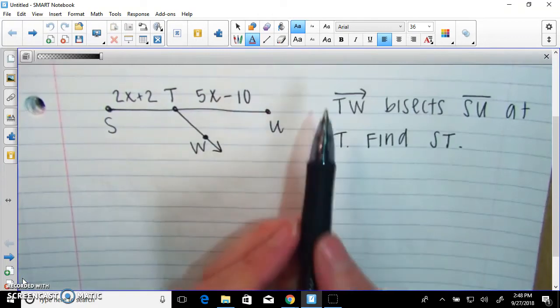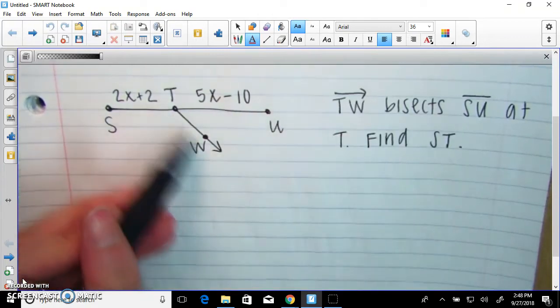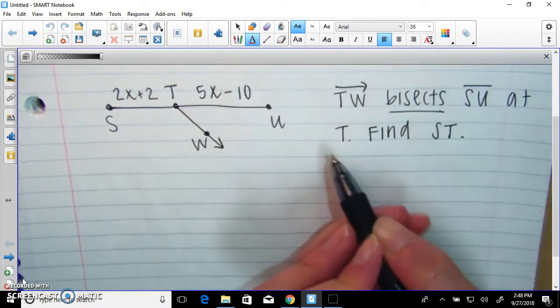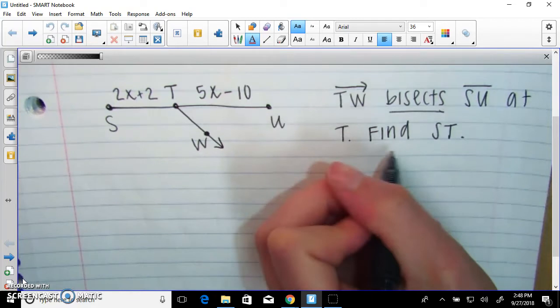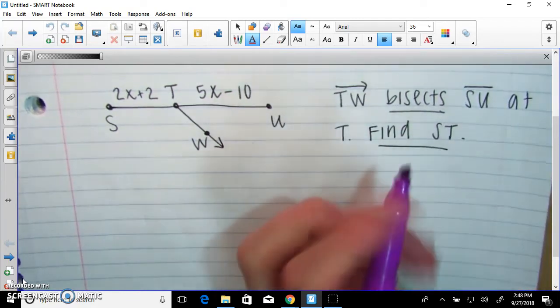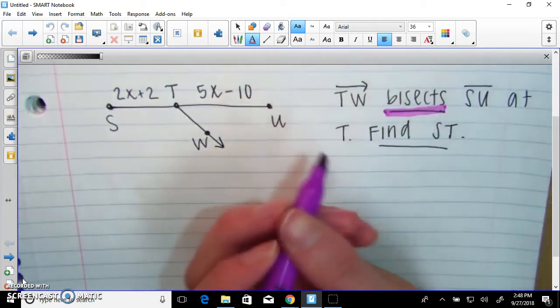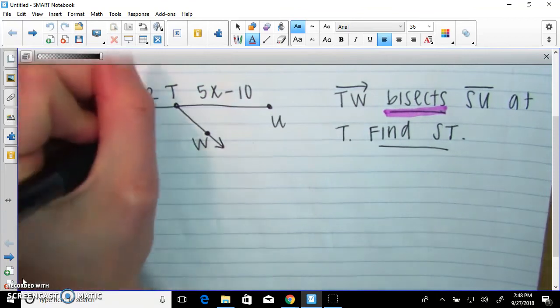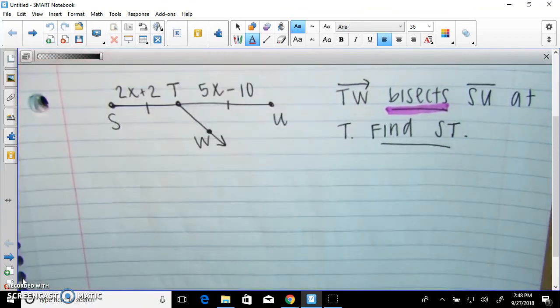In this example, we have ray TW, so ray TW bisects segment SU at T, and then we're going to find ST. So first, let's break down what this term bisects means, because a segment bisector could be a ray, a point, a segment, a line. It's something that cuts a segment in half into 2 equal segments.